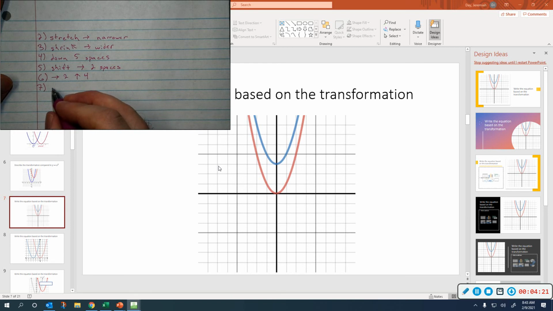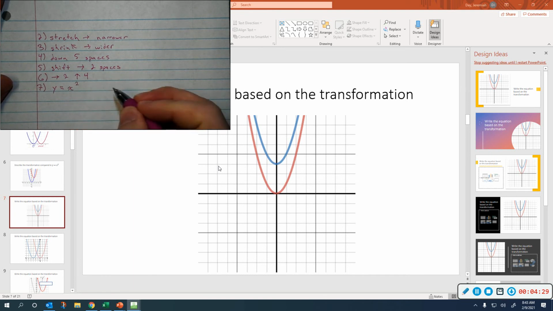Okay, an equation needs an equal sign, so it's going to start out y equals, and this one just goes up 3. It's a quadratic, so we know it needs to be x squared, and to show up 3, it's just going to be plus 3 on my y-axis. Let's do the next one.